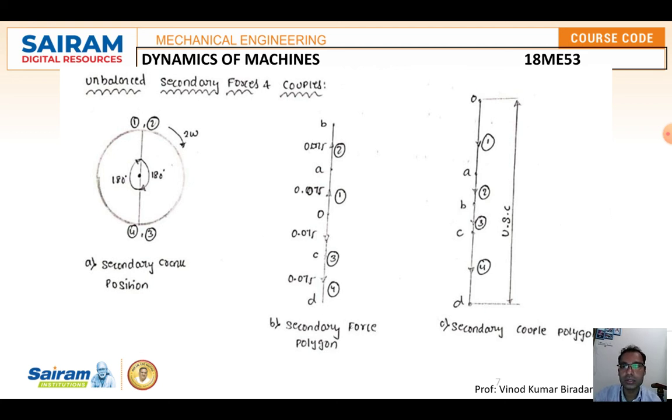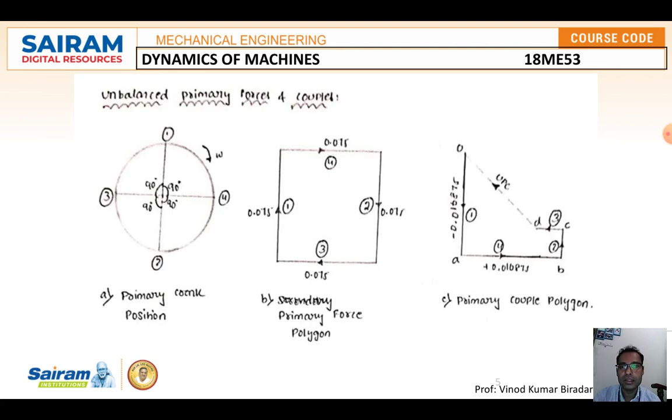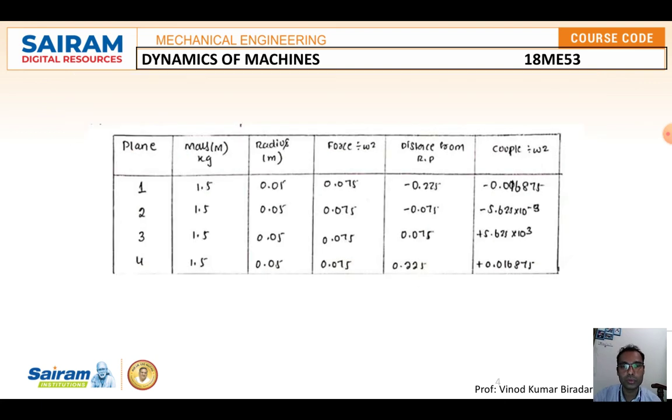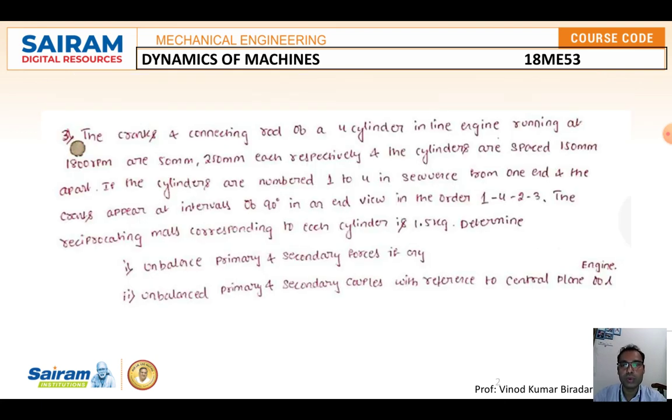I hope you understand the secondary couple polygon. You just multiply by 2, that's all. So this is about the unbalanced secondary forces and the unbalanced primary force and couple. In reciprocating masses you need to calculate the unbalanced primary force and couple and the unbalanced secondary force and couple. You get four diagrams, and from them you calculate the unbalanced primary couple and the secondary couple. This is the problem. I hope you understand this. Thank you very much.